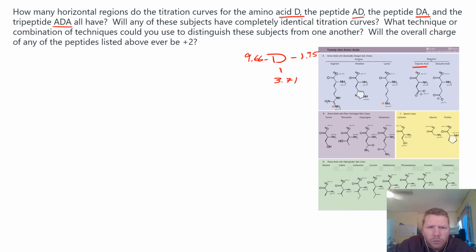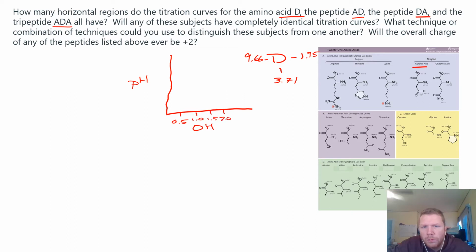Okay, so I will draw this as condensed as I possibly can here. My y-axis is going to be pH. My x-axis is going to be OH equivalents. We've got 0.5, 1.0, 1.5, 2.0, 2.5, and 3.0. So I've got, boom, that's my 1.95. This is my 3.71. This is my 9.66. So my curve looks a little bit like this.